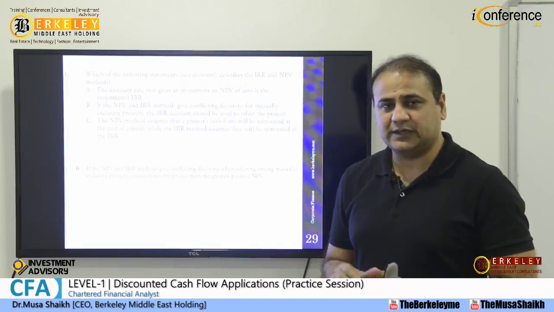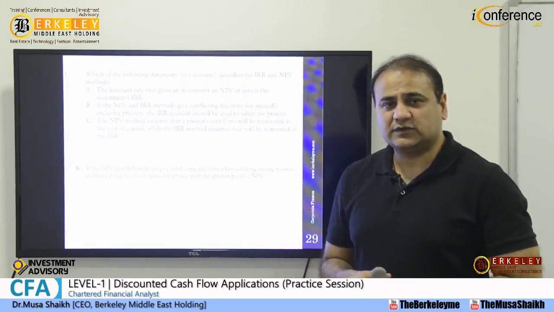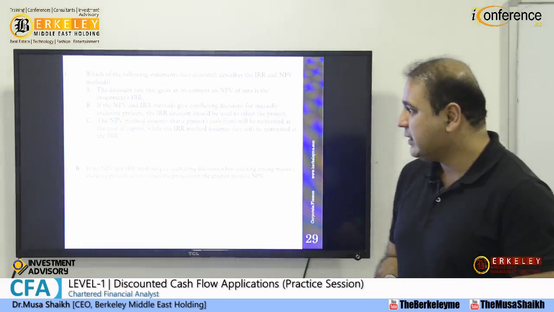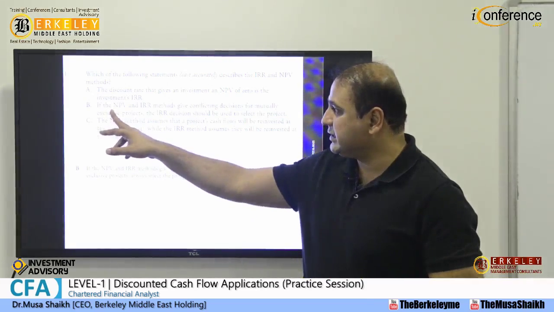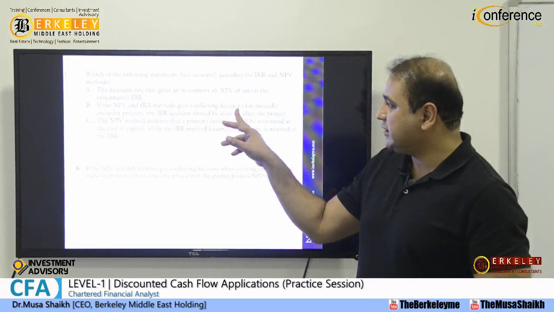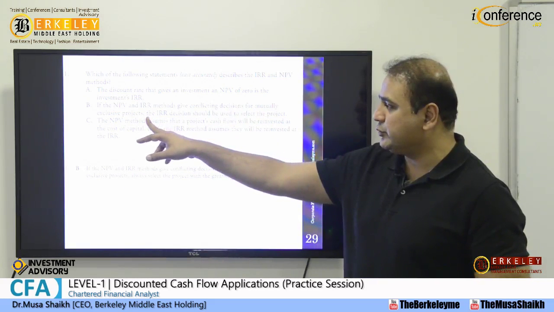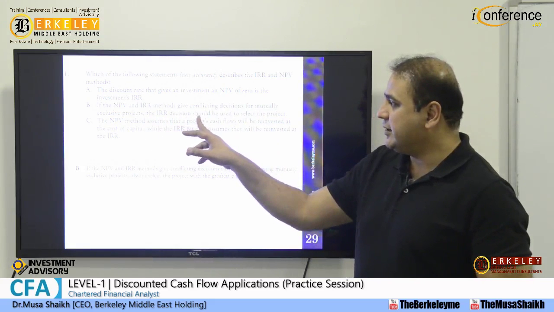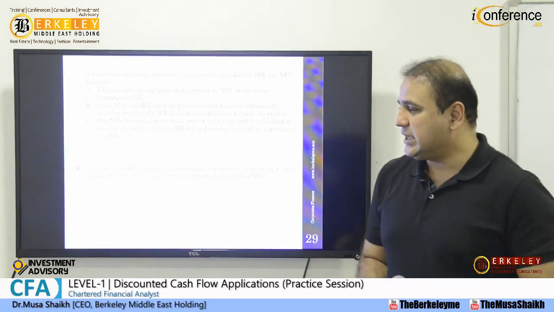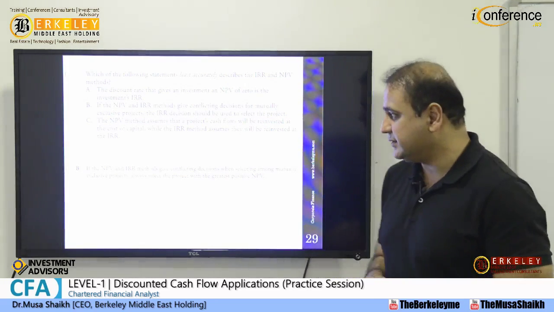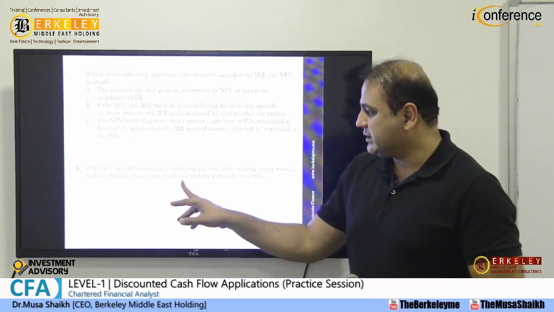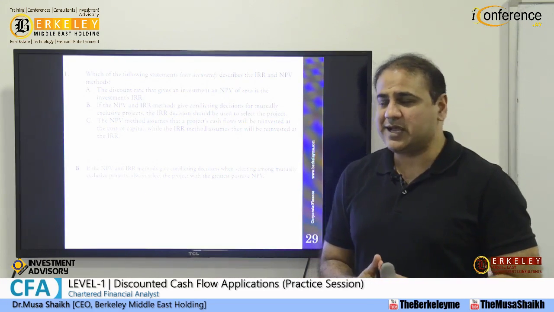IRR is a point where NPV is 0, and most of the time a positive NPV will be the decisive point. So if we see option B, that if NPV and IRR methods give conflicting decisions for mutually exclusive projects, the IRR decision should be used to select. This is the least accurate because NPV is the decisive factor. If NPV and IRR methods give conflicting results, always select the project with the greater positive NPV.